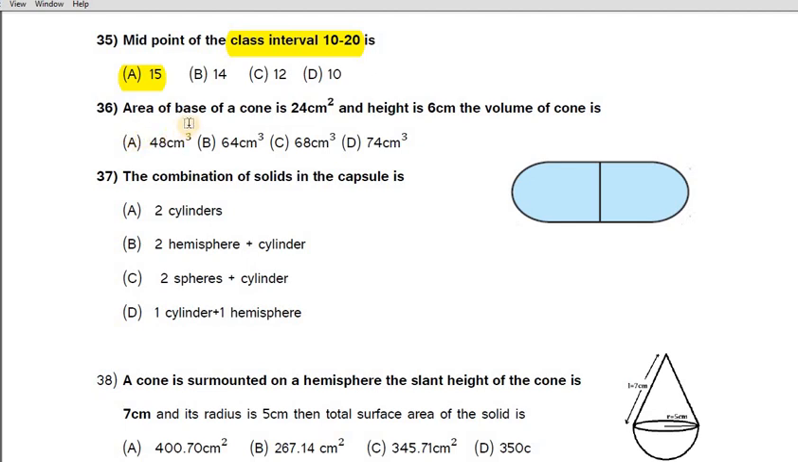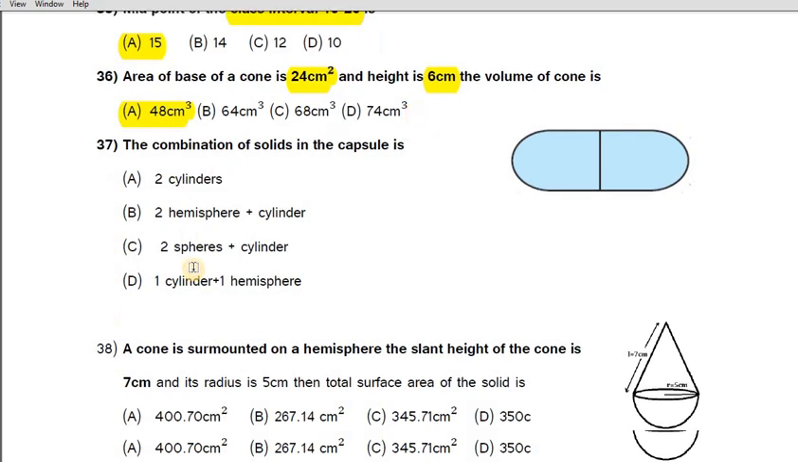Question number 36. Area of base of cone is 24 centimeter square. So cone base area is given, means area of circle is given, pi r square, and height is 6 centimeter. The volume of cone is 48 centimeter cube, children, not square, 64 centimeter cube, 68 centimeter cube, 74 centimeter cube. So which formula do you use? That is 1 by 3 pi r square h. So pi r square value is given 24 and h value is 6. So simplify 1 by 3 into 24 into 6. So we'll get 48 centimeter cube as answer, means option A is right.